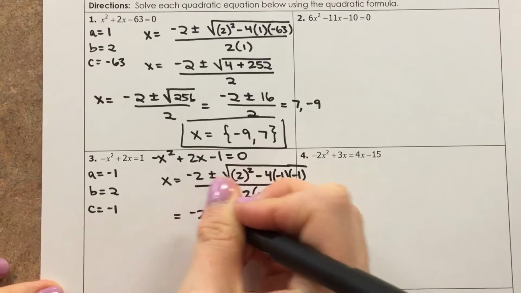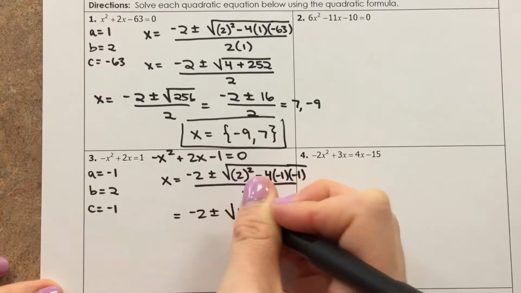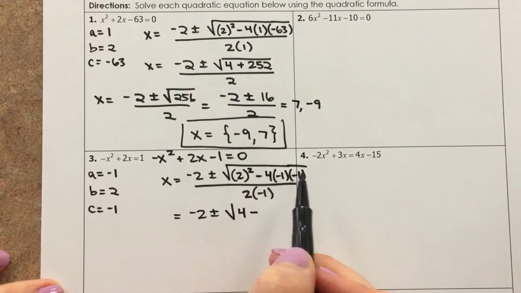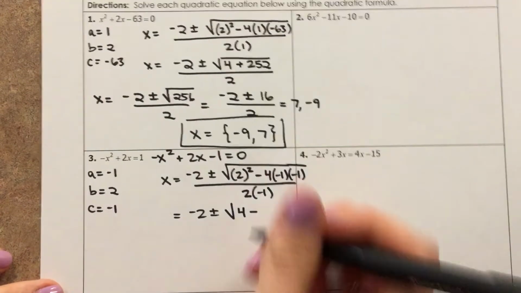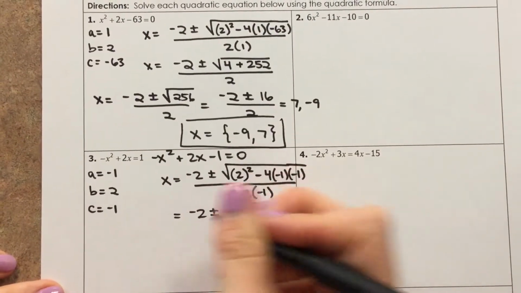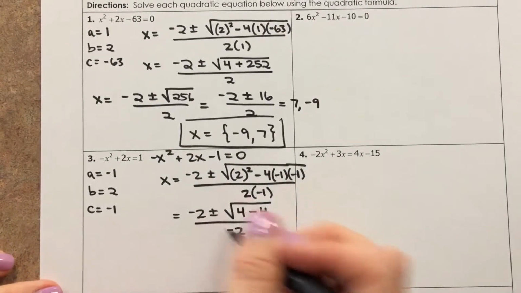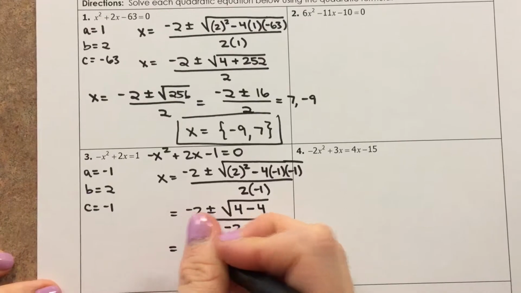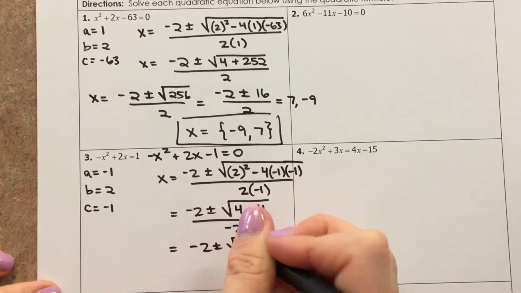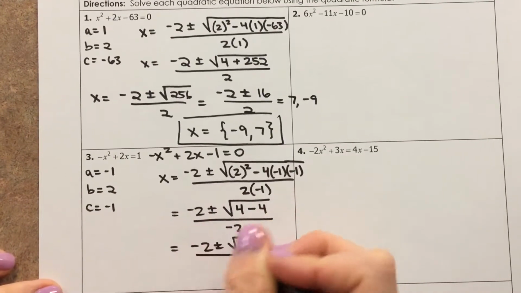So negative 2 plus or minus the big square root, 2 squared is 4, minus 4 times negative 1 comes out to be 4. So we have 4 minus 4, all over 2 times negative 1. Remember, you cannot cancel those out. So we have negative 2 plus or minus the square root of 0.